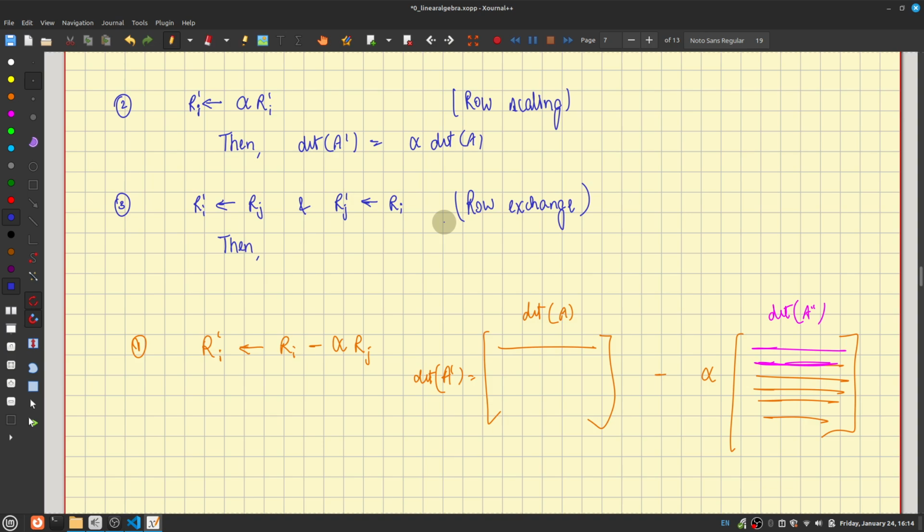The third operation is just you exchange two rows. What happens to the determinant? In fact, any row swap or any column exchange, the determinant just switches the sign. So the determinant of A prime is negative of the determinant of A.